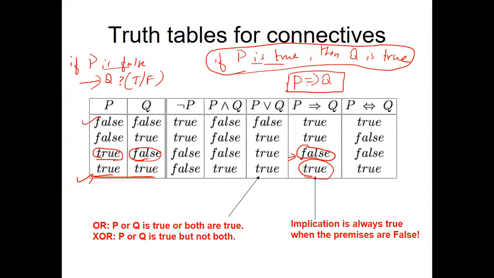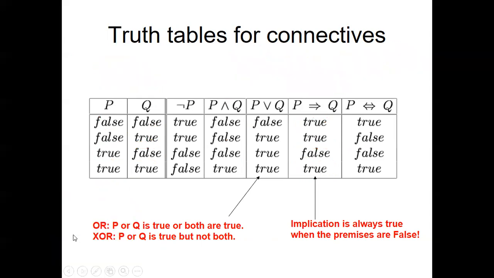So P is false, Q is false. It's acceptable by implication because it does not bother. It is only more specific that if P is true, then Q should be true. If P is false, Q can be anything. So if P is false and Q is false, yes, it is acceptable by P implies Q. So it is also true. If P is false and Q is true, fine, that is also okay. If P is false, Q can be anything. So this is also true. Okay. So this is the truth table for P implies Q.